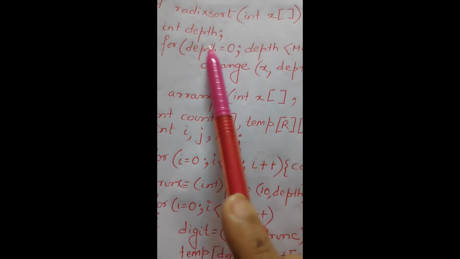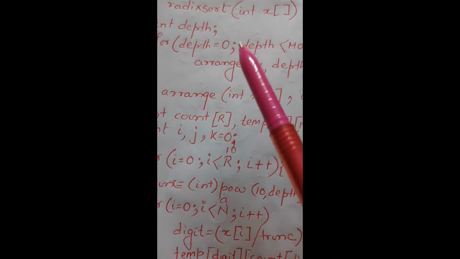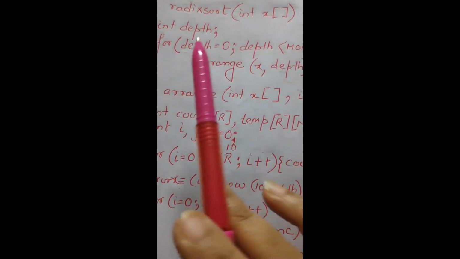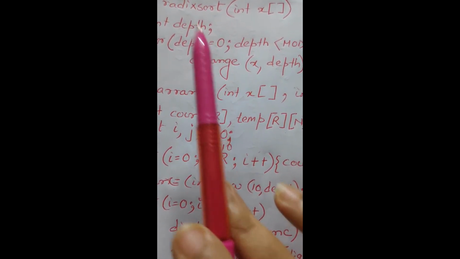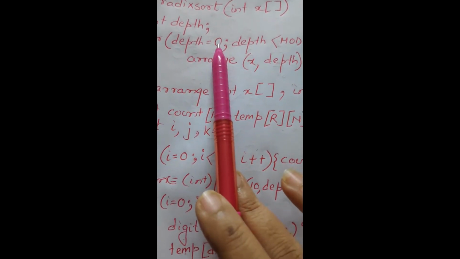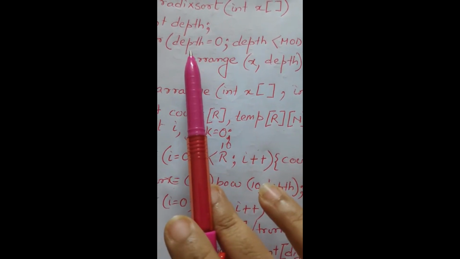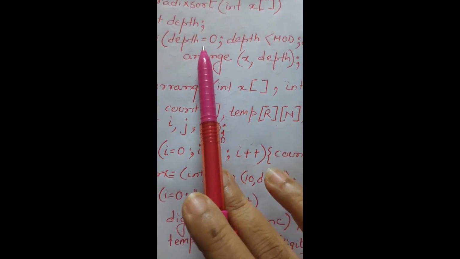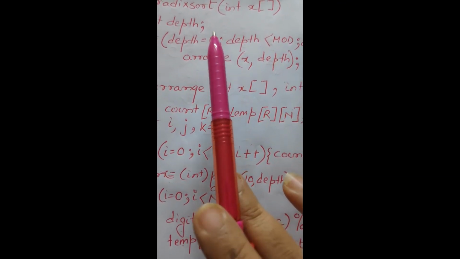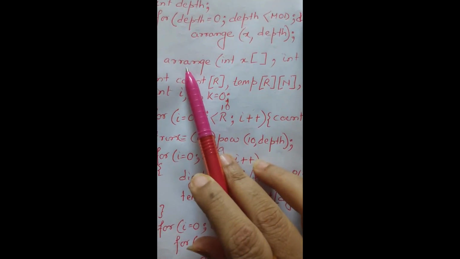This loop counts which place digits we are extracting, right? I will elaborate. When depth is 0, that means we are working on the units place digits. When depth is equal to 1, that means we are working on the tens place digit of the numbers. When depth is equal to 2, that means we are dealing with the hundreds place digits of the numbers. Clear? Now come to the arrange function.